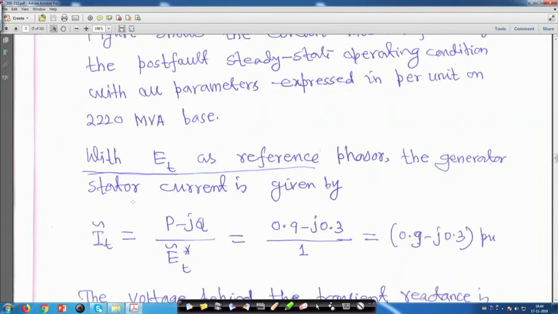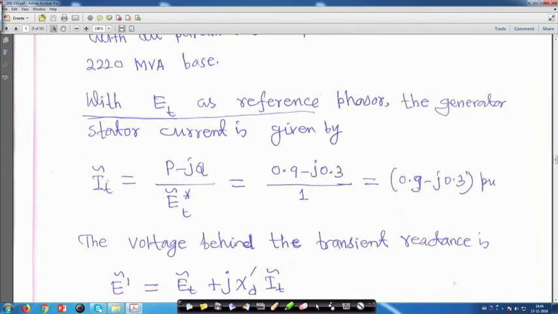If you come back to this current equation, I t tilde is equal to P minus j q upon E t tilde conjugate. We have taken E t as the reference, that means E t tilde is equal to 1 angle 0 degree. So, this is nothing but 0.9 minus j 0.3 per unit. Next, just let me clear it.